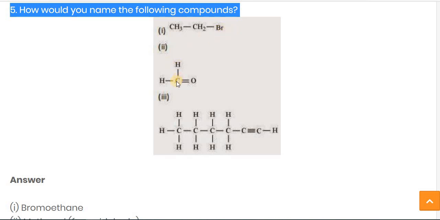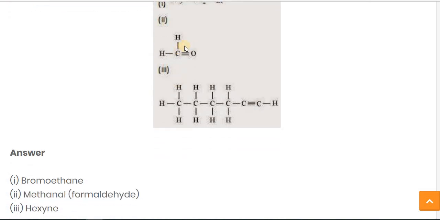In the second structure, one carbon is there, and here the CHO group is there. CHO stands for the aldehyde group, and for the aldehyde group the al suffix is used at the end. One carbon means methane plus al, so it becomes methanal. Another name of this structure is formaldehyde, because one carbon atom is there.